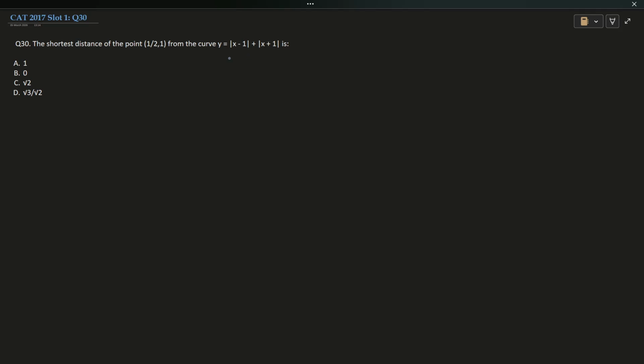So first you need to know the graph of this. In order to know the graph, you need to know how to break this function. I have y = |x - 1| + |x + 1|. Now I'll break it. How do you break the mod function? The mod function is always broken at the roots. What are the roots? Minus 1 here, plus 1 here.